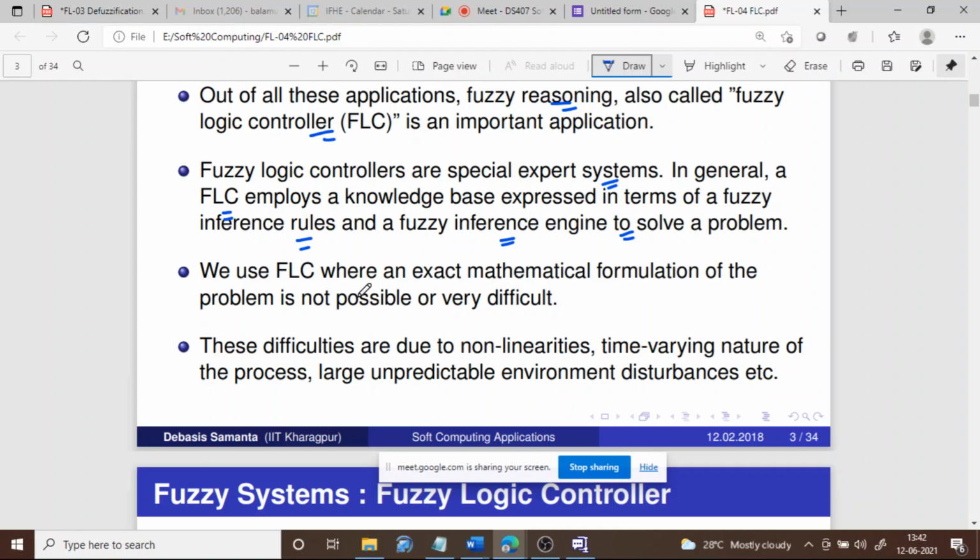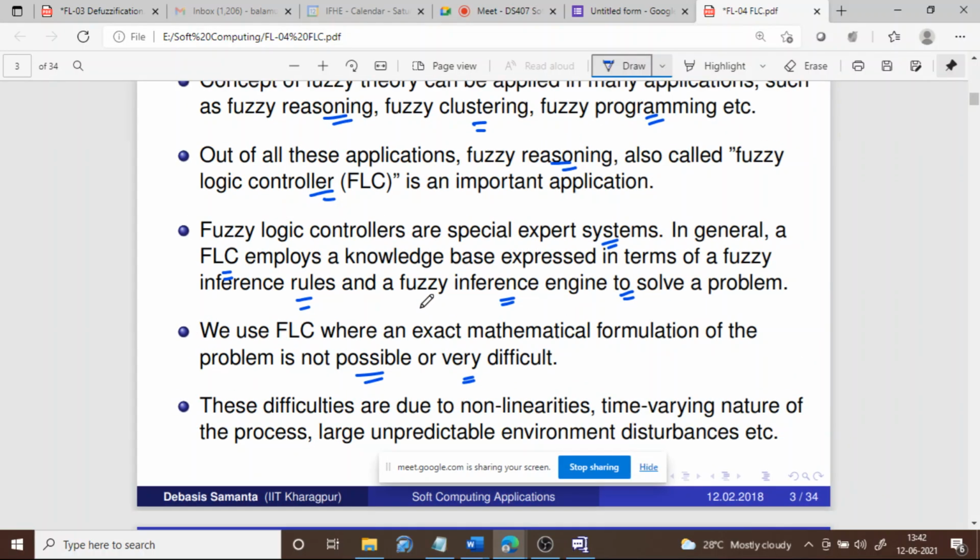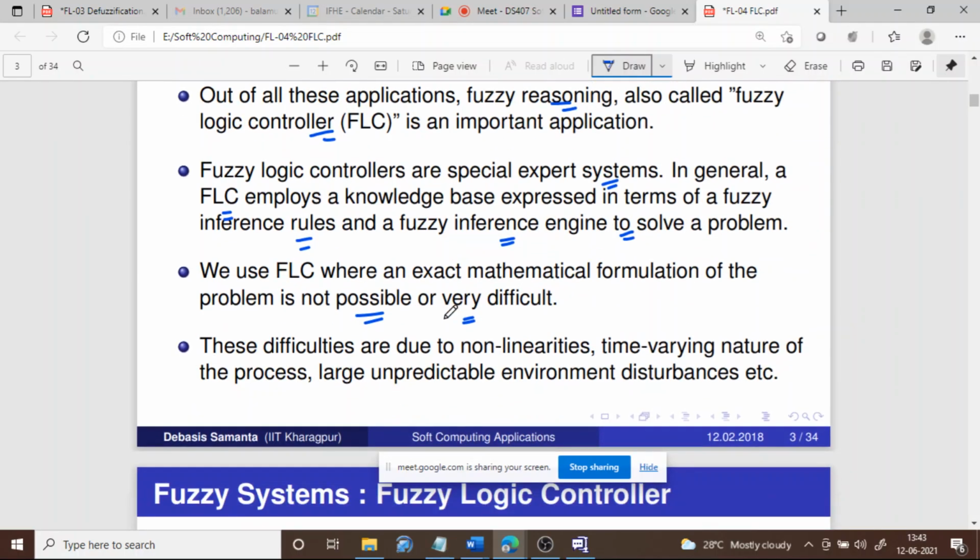So we use a fuzzy logic controller where an exact mathematical formulation of the problem is not possible or is difficult. So this is the catch. Not all real world problems can be solved by using a perfect formula. That may not always be possible. So in such cases, we use fuzzy logic, right? These difficulties are due to non-linearities, the time varying nature of the process, and large unpredictable environment disturbances.